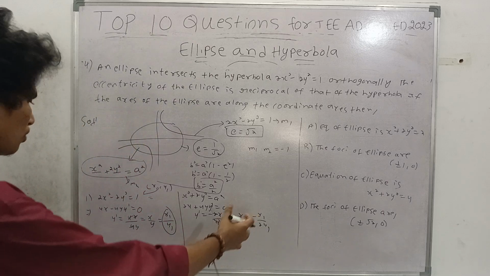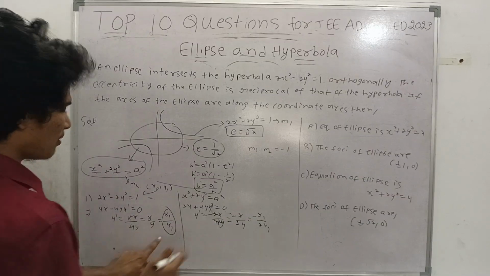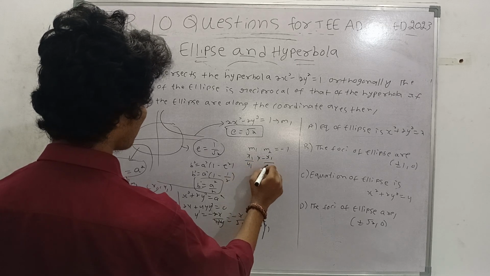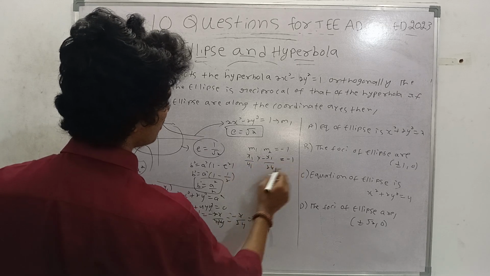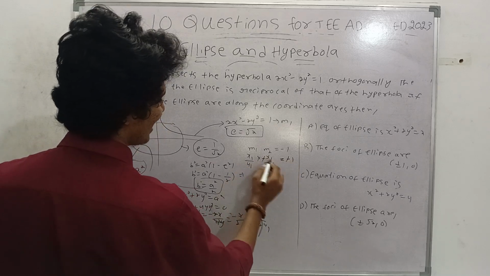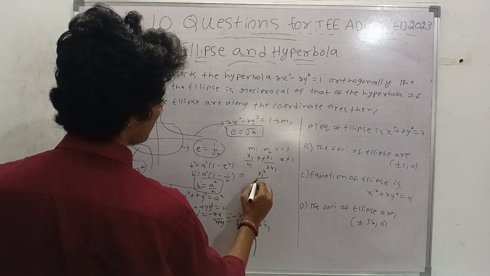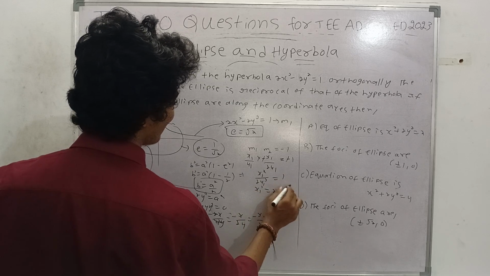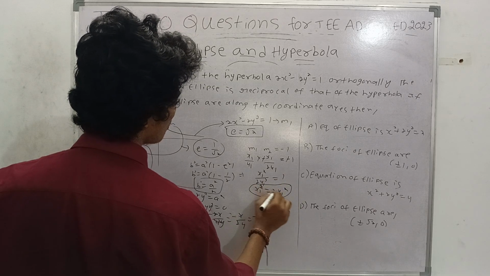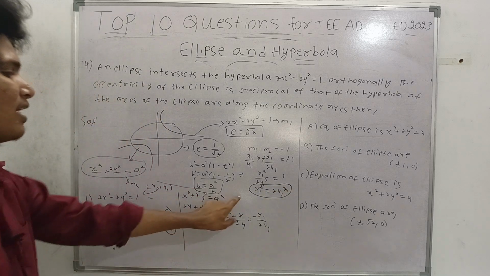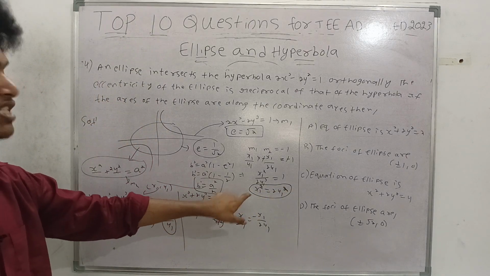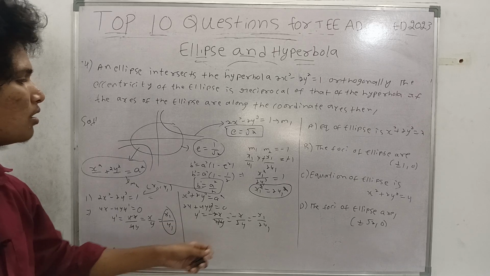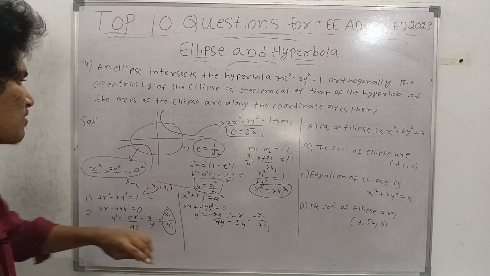So now we have to multiply these two things. The hyperbola slope is x1 by y1 and the ellipse slope is minus x1 divided by 2y1. So what will it be? Minus minus is getting cancelled, and x1 into x1 is x1 square divided by 2y1 square equal to 1, so x1 square equal to 2y1 square. So we got a relation here, that is x1 square equal to 2y1 square.